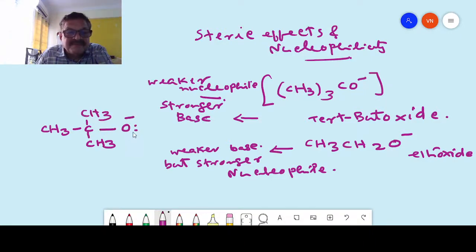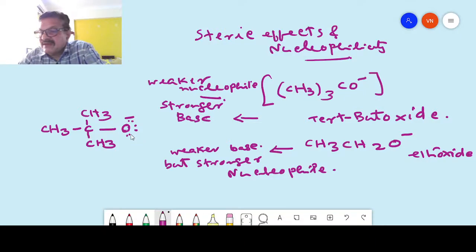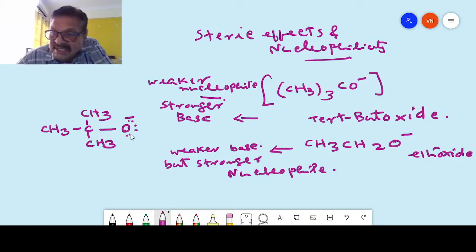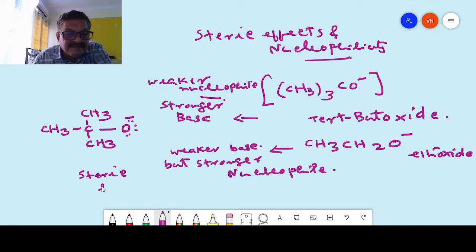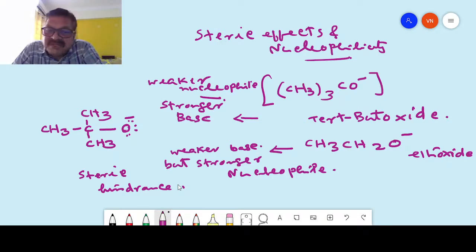O minus. Okay, this is our tertiary butoxide here. The three methyl groups around the oxygen atom will create steric hindrance. Compared to ethanol, ethoxide is a weaker base, but at the same time it is a stronger nucleophile. The difference is explained on account of steric hindrance here.